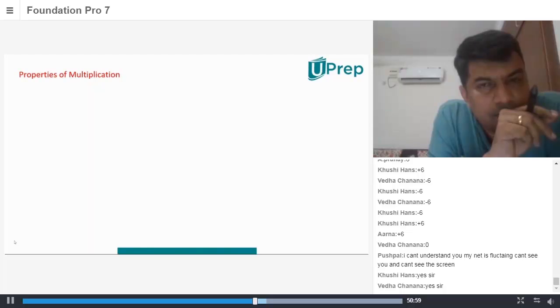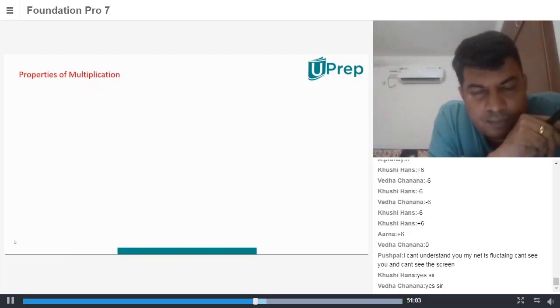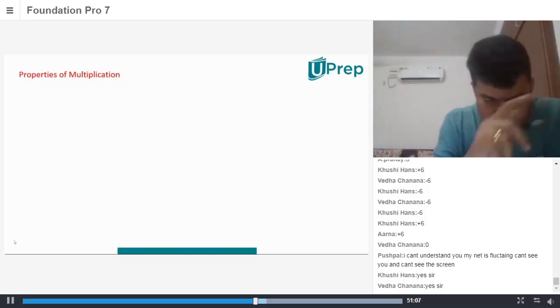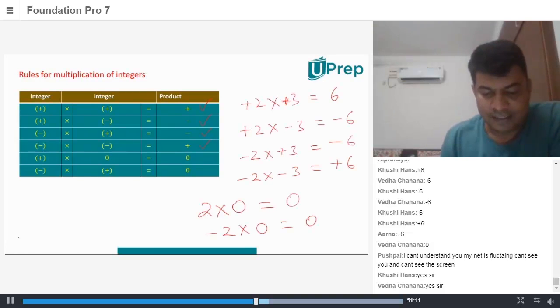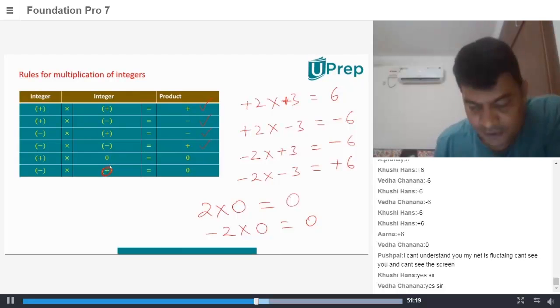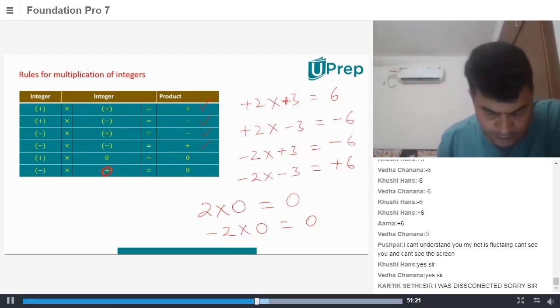Sir, in the previous slide, in that last column, why was it given minus into plus equals 0? So here it is, minus into plus 3. This is actually 0. I think it's wrongly printed. I'm sorry. This is minus into 0. Okay, it is 0.